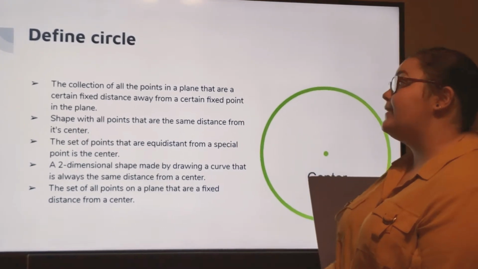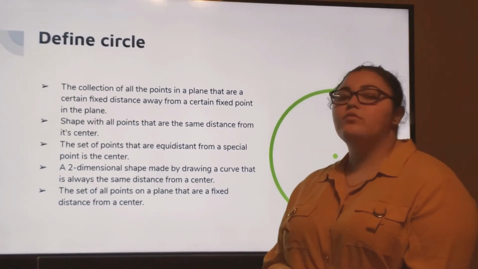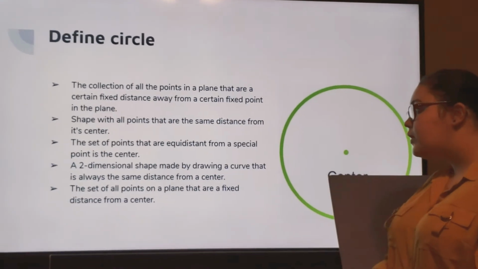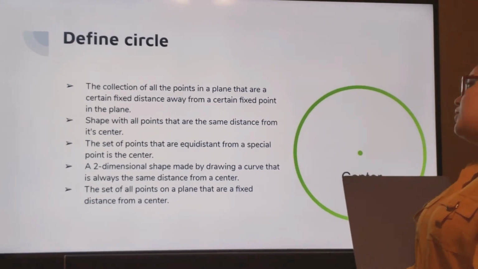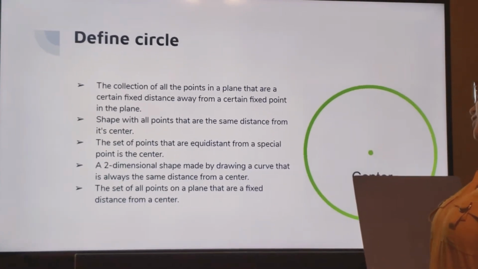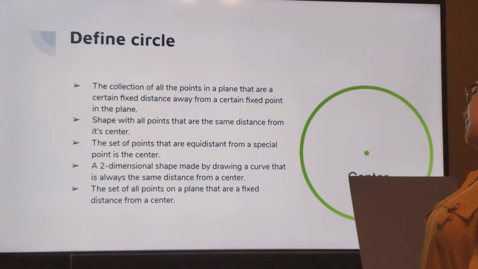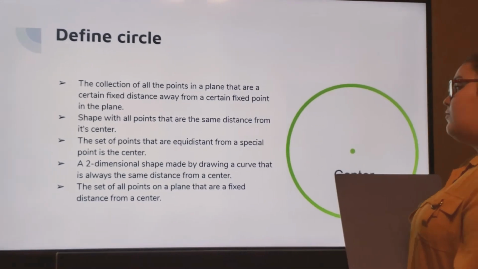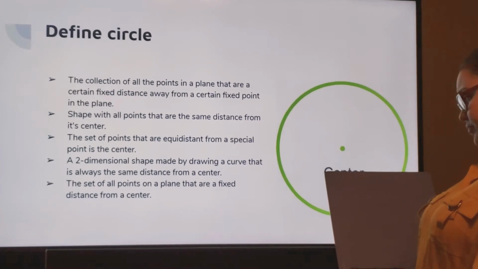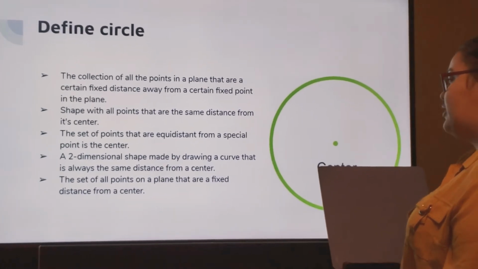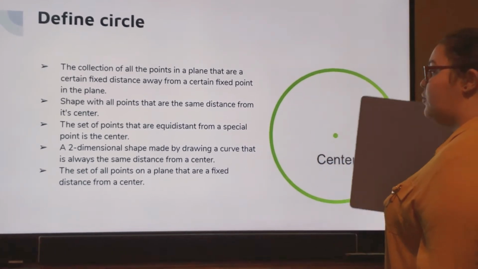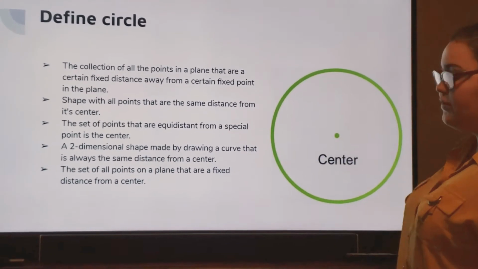Let's begin by defining a circle. There are several different definitions that I've seen in tests, so here are just a few. The collection of all the points in the plane that are a certain fixed distance away from a certain fixed point in this plane. The shape with all points the same distance from its center. The set of points that are equidistant from a special point, the center. A two-dimensional shape made by drawing a curve that is always the same distance from a center. The set of all points on a plane that are fixed distances from the center.